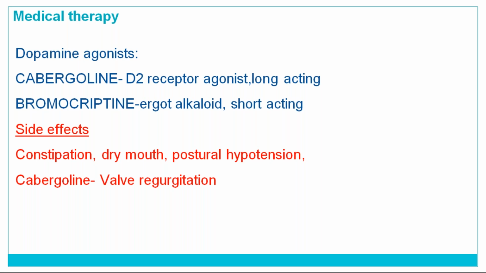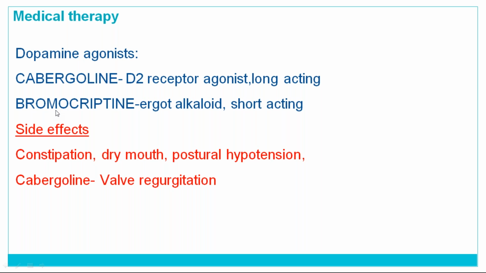If you are thinking, wait, the tumor is very large, for surgery it is very difficult. So prior to the surgery, you will give cabergoline. What will happen? The tumor will shrink in size. Then you can go for surgery. Okay. So it is a long acting drug. Whereas bromocriptine is an ergot alkaloid derivative and it is a short acting drug. Both are dopamine agonists only.